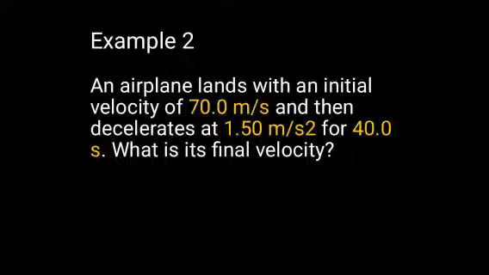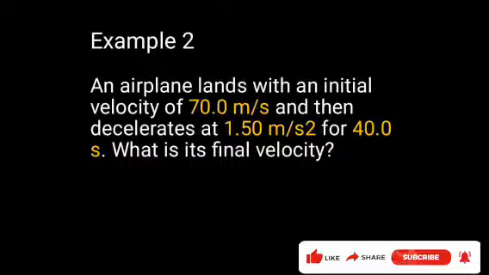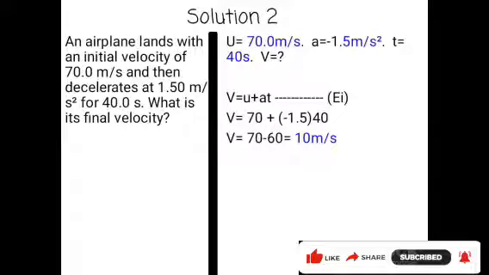The second question states: an airplane lands with an initial velocity of 70 meters per second and then decelerates at 1.5 meters per second square for 40 seconds. What is the final velocity? Following the strategies I gave earlier, the first step is to list what you were given. So we are given u, the initial velocity, to be 70 meters per second, a, the deceleration, to be minus 1.5 meters per second square, and t to be 40 seconds. What is the final velocity?